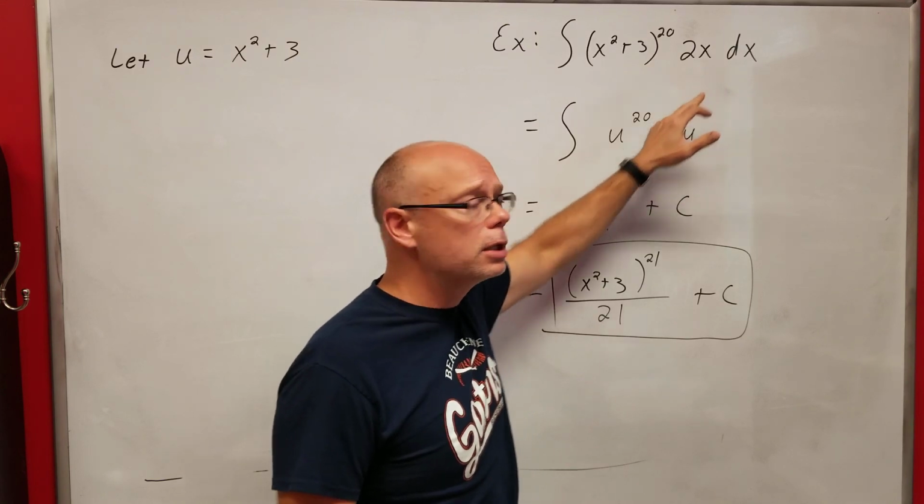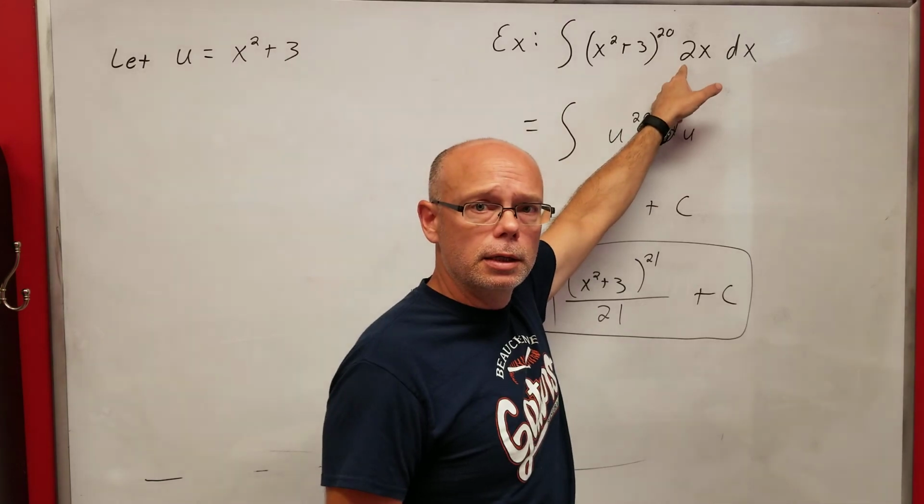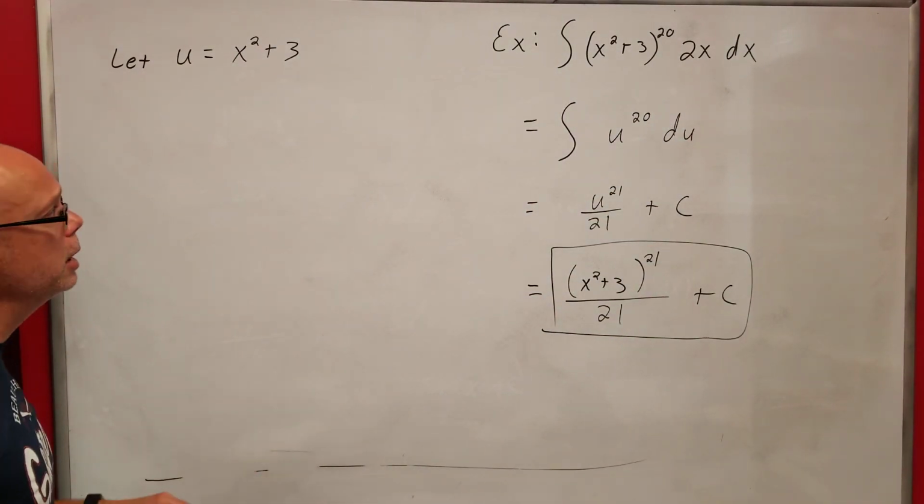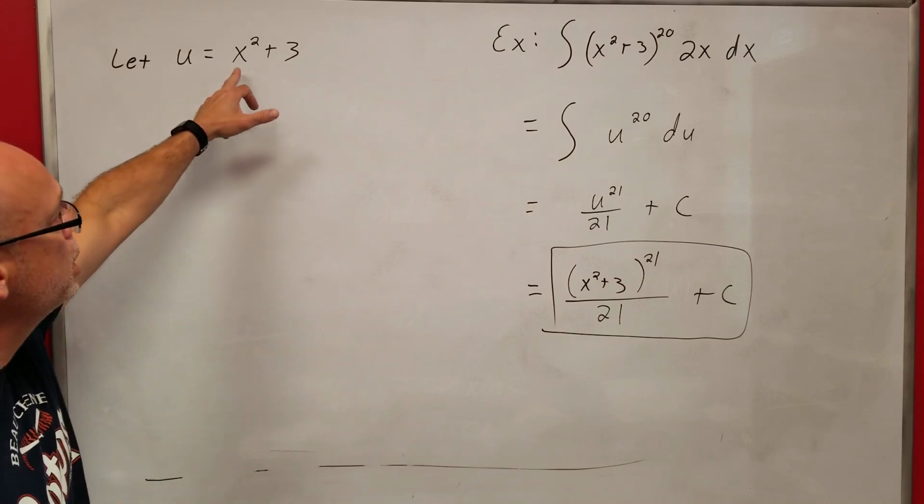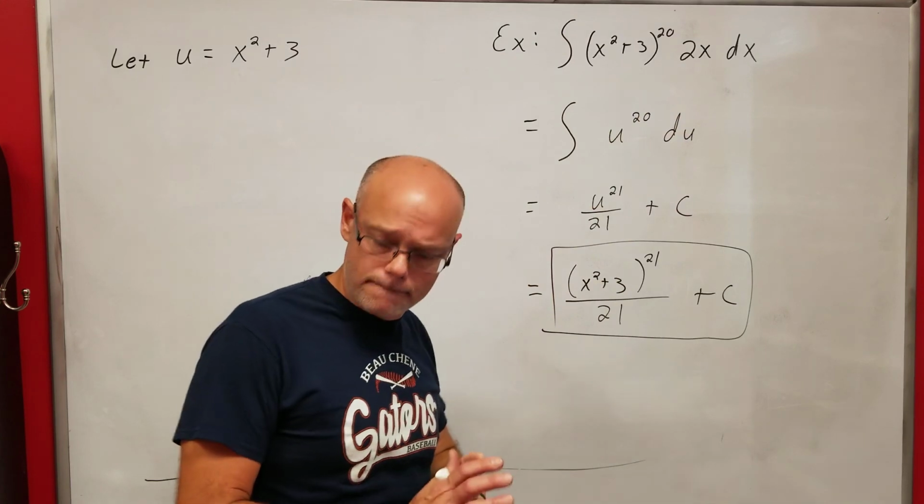So you try to pick u so that whatever you take the derivative of, the variable portion over here is somewhat the same or similar. Now there could be some manipulation, but for the most part, you try to pick it so that when you take your derivative, the variable portion is the same, okay?